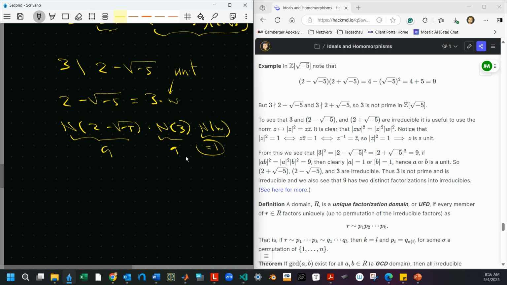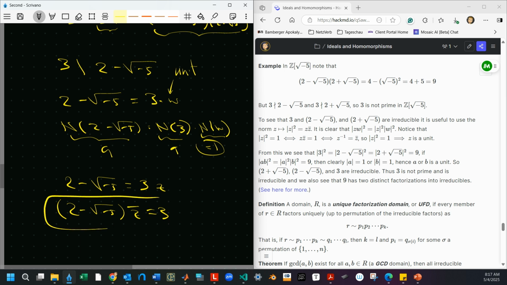Let's see, why is that a problem? Okay, back again. This is a problem because that's a unit, right? So we get 2 minus square root of minus 5 times z inverse, which, by the way, we just showed above was just z bar, is equal to 3. And that can't happen because 3 was irreducible. We just showed that above, so that can't happen. Okay, so this is completely done.